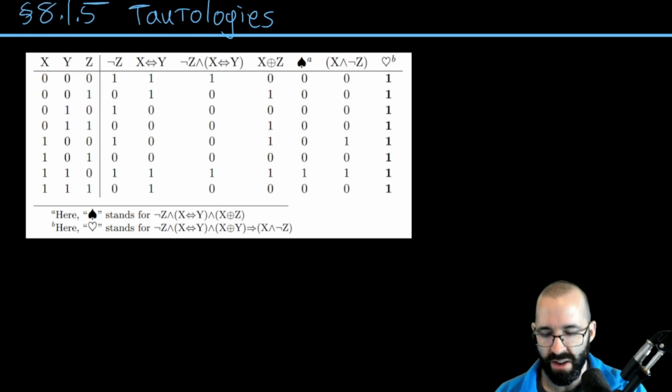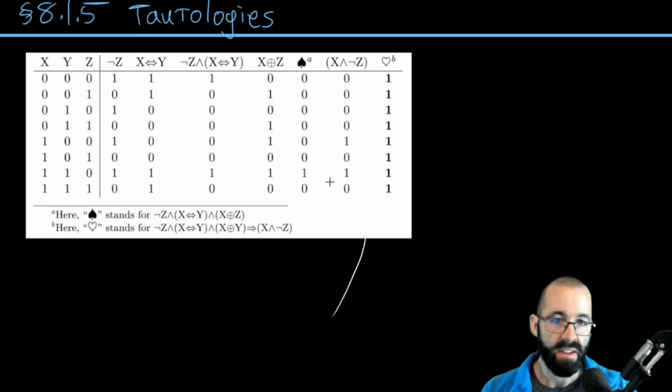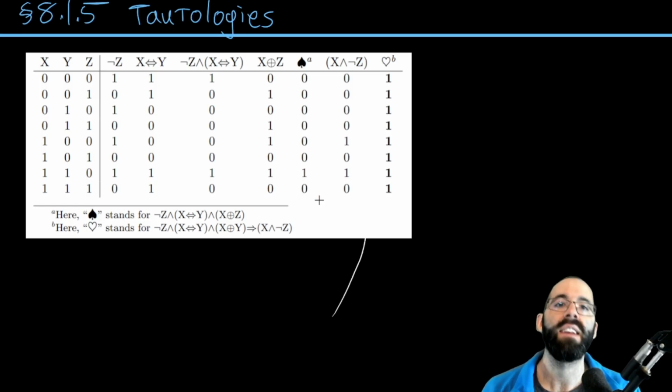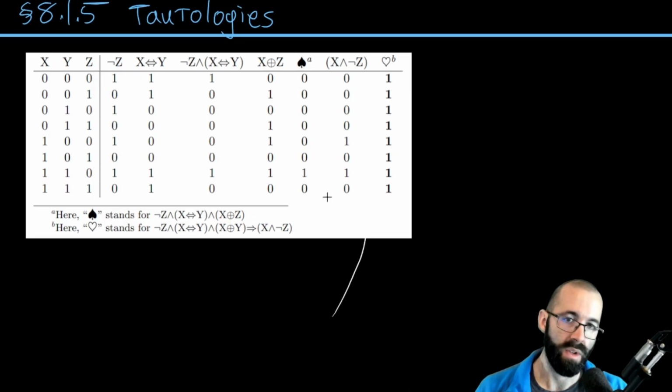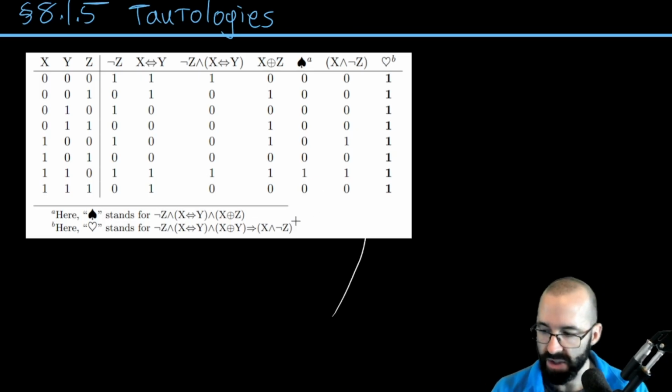But notice here that the author is using shorthand for things as well. So they're saying, okay, let the spade mean this nonsense so we don't have to write it all out. Let the heart be this nonsense so we don't have to write that all out. And what you'll notice for this specific compound proposition is that it is always true. This is what's known as a tautology. It is something that is always true.